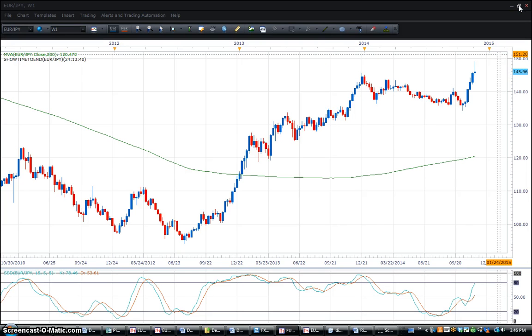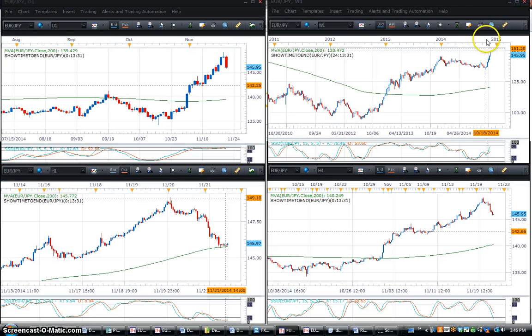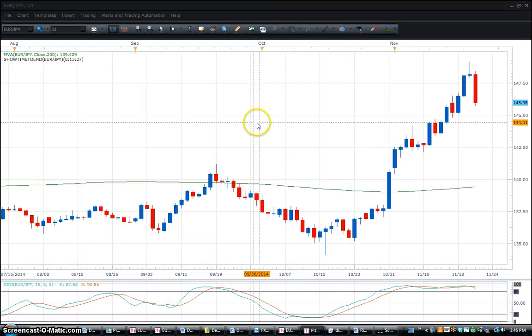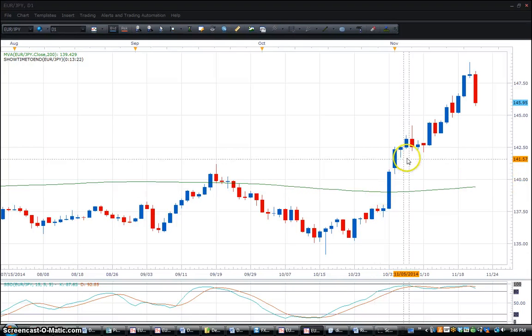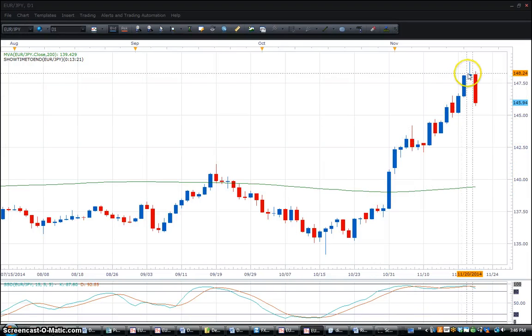You want the wind blowing at your back, if you will, or at your sails, so that you can be moved forward. Or if you're in a race, it's better to have the wind at your back than blowing in your face. Now, if we look at here's a daily chart of the euro-yen pair. We can see here how the pair moved up dramatically.